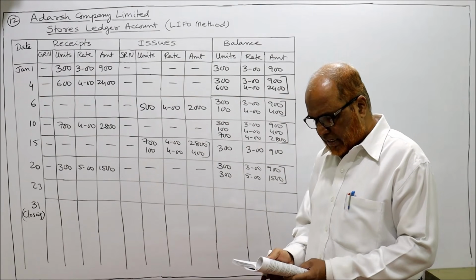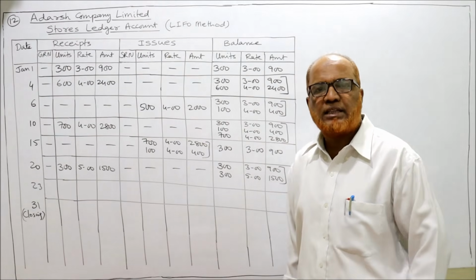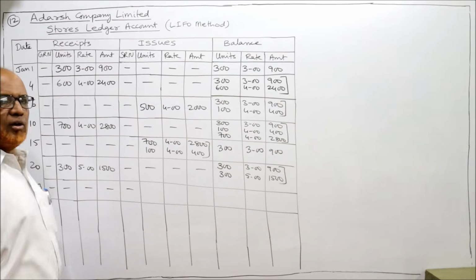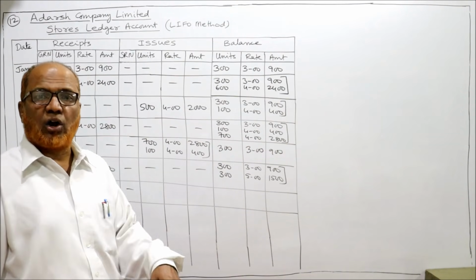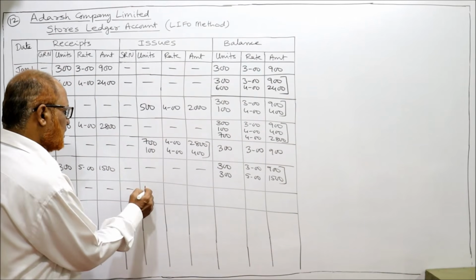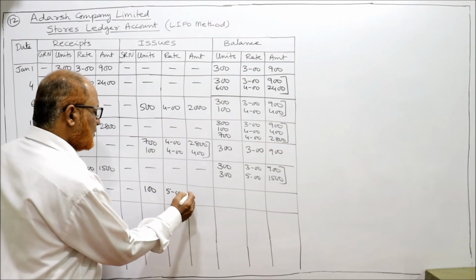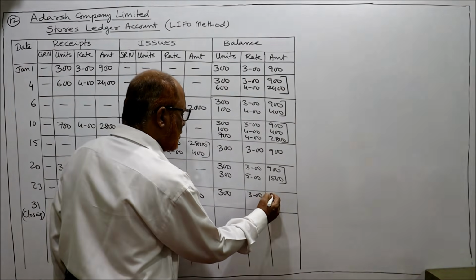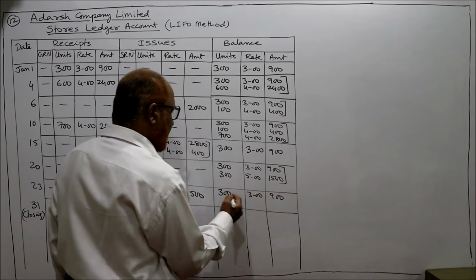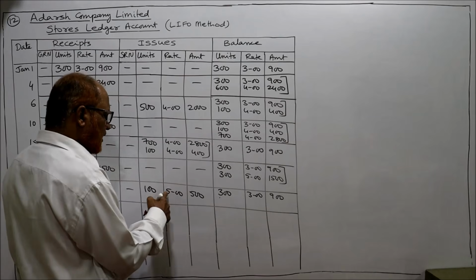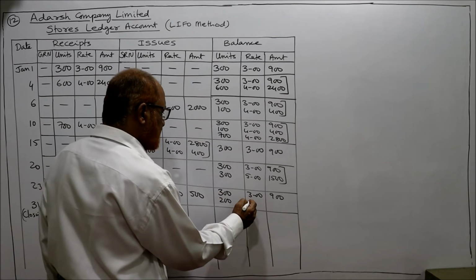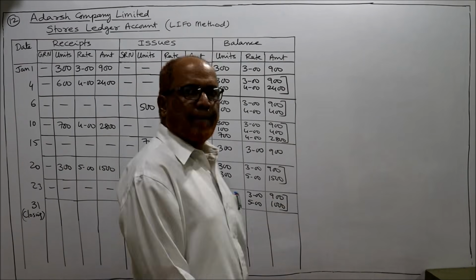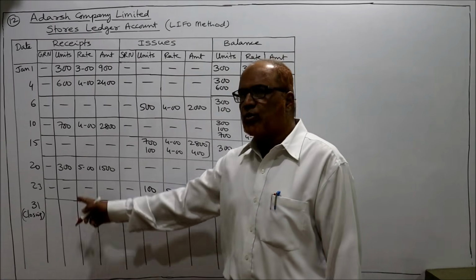On 23rd, there is an issue of 100 units. From which lot do we have to issue 100 units? The second lot. From this second lot I am issuing 100 units at the rate of 5 rupees, 500. The first lot remains the same, 300, 3 rupees, 900. And of the second lot of 300, 100 units are issued, so 200, 5 rupees, 1000. That's all. We have completed all the transactions up to 23rd.